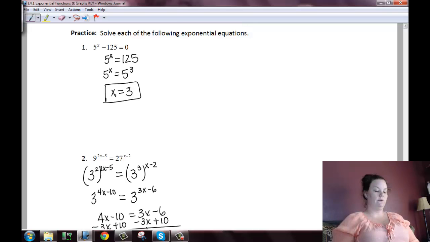Okay. So on number 1, first thing I have to do is move my 125, my constant term, to the other side. So I have 5 to the x is equal to 125, and then 125 is the same as 5 cubed. If you're not sure, our lowest base here is 5. So I would just take 5 and do 5 squared, 5 cubed, 5 to the 4th, until I know what power of 5 is the same as 125. In this case it's to the 3rd. So that means 5 to the x equals 5 to the 3. I can drop the 5's, which means that x equals 3.